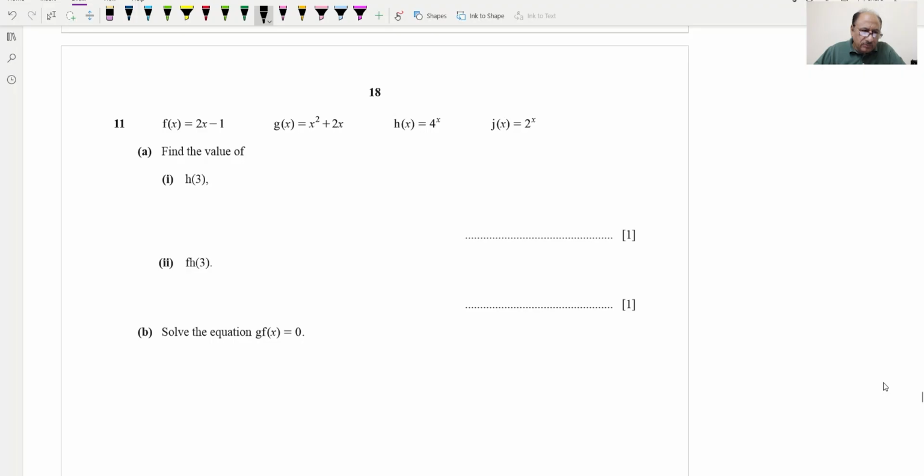Last question, question number 11. Question 11 is a functions question. f of x, g of x, h of x, and j of x are provided. Find the value of h of 3. So in h of x, we will be replacing x with 3.